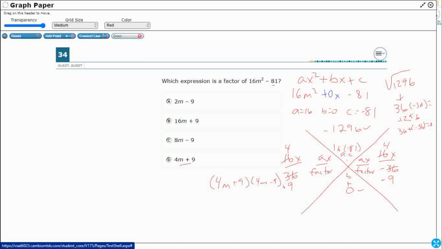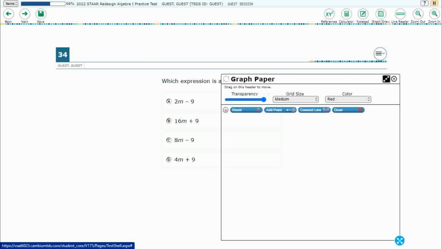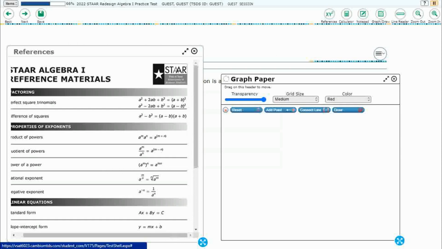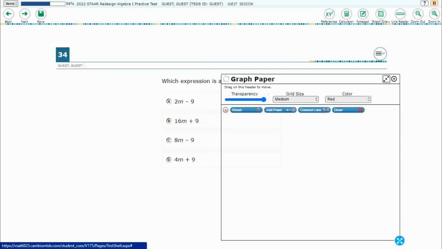So this works. Now, what is the simpler way to do it? Well, if you take a look at your reference materials, you are going to see, look at that second item right there, difference of squares. We see a squared minus b squared. That equals a minus b, a plus b. Let me tell you what that means here.